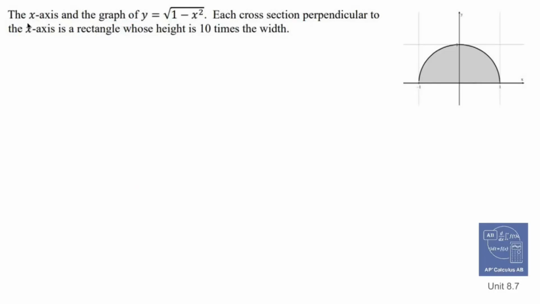All right, this one's going to be very unpleasant. The x-axis in the graph of y equals the square root of 1 minus x squared. Each cross-section perpendicular to the x-axis is a rectangle whose height is 10 times the width.